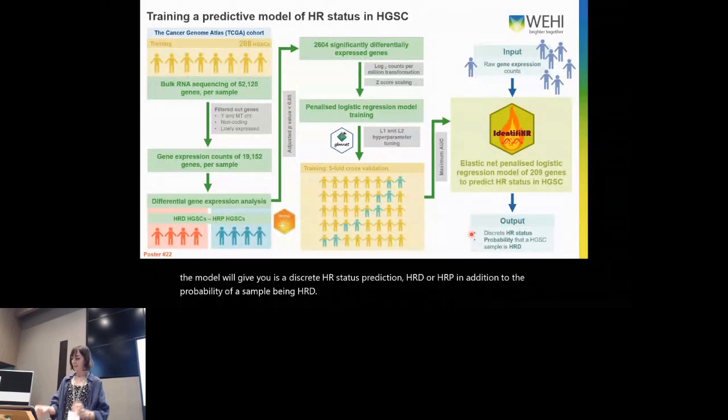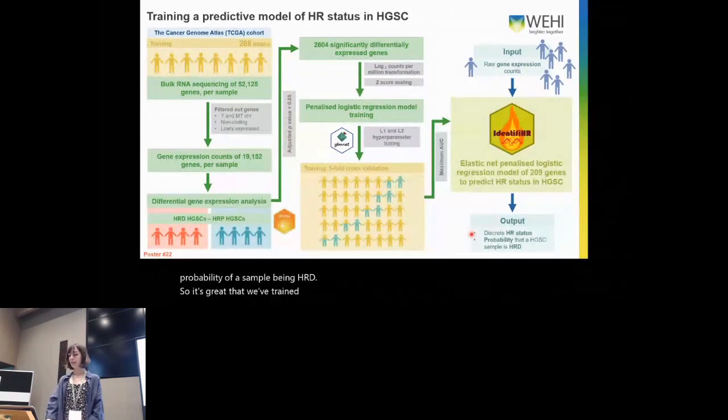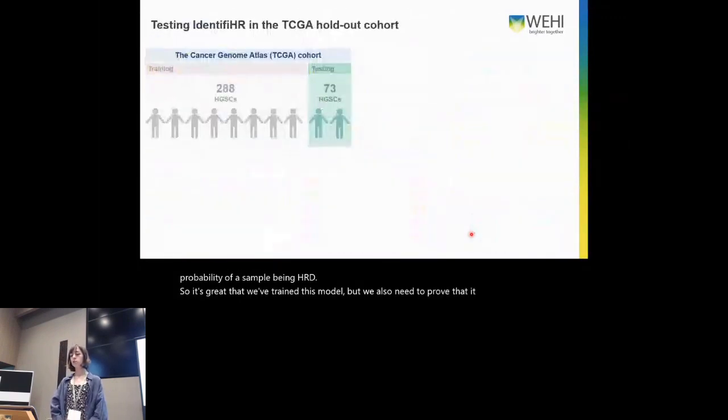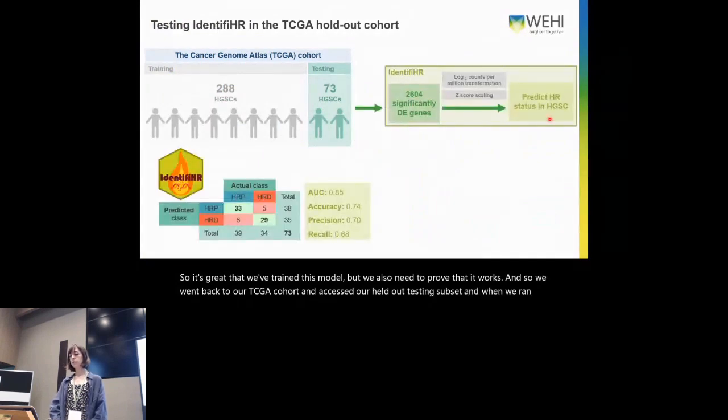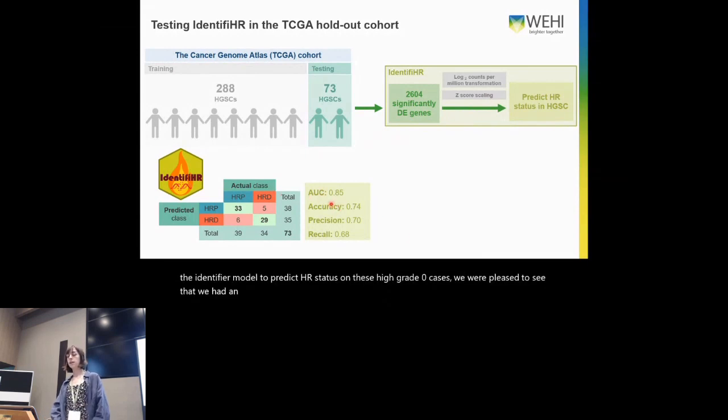So it's great that we've trained this model, but we also need to prove that it works. And so we went back to our TCGA cohort and accessed our held out testing subset. And when we ran the IdentifiHR model to predict HR status on these high-grade serous cases, we were pleased to see that we had an accuracy of 74% and an area under the curve of 0.85.